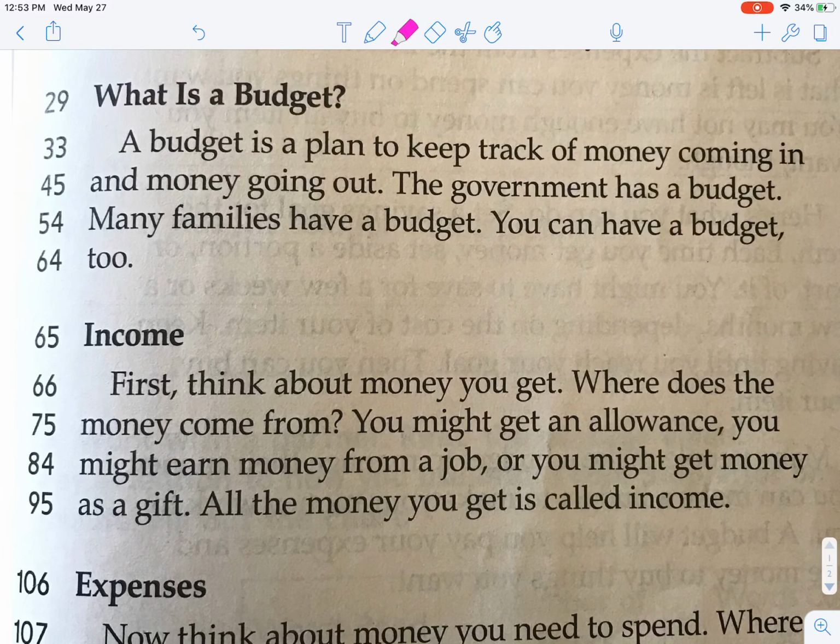What is a budget? A budget is a plan to keep track of money coming in and money going out. The government has a budget. Many families have a budget. You can have a budget too.